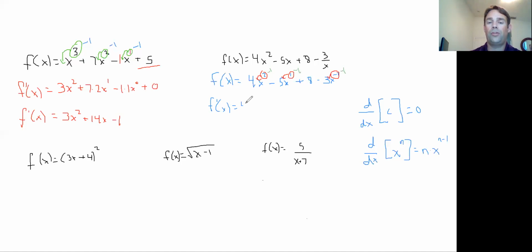All right, so I got 4 times 2, x to the 1, minus 5 times 1, x to the 0. I got a constant. I like constants. So this right here, derivative of a constant is 0. Minus 3 times, drop, you can drop that negative 1 down. Negative 1 minus 1 is negative 2.